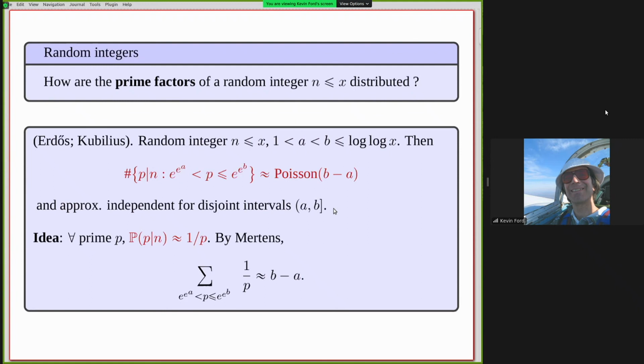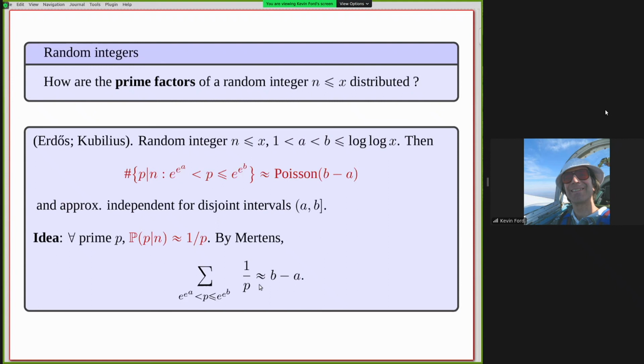The underlying reason is essentially Mertens' theorem. If you take a random integer n and you take a prime p, what's the probability that p divides n? It should be about 1 over p. So if you sum that probability over an interval, you apply Mertens' theorem, and you can see that normally you will have b minus a primes in such an interval. But that gives you the center of the distribution. The whole distribution is given by a Poisson random variable.